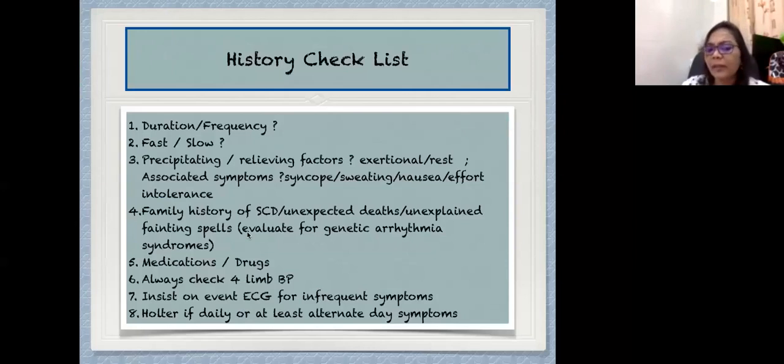Holter monitoring will help only if the symptoms are frequent, depending on what sort of Holter monitor you have. If you have a 2-week Holter, then if the symptom occurs once in 2 weeks also, it could help you. But if you only have a 24-hour Holter or a 48-hour Holter, you need to have very frequent symptoms to identify the arrhythmia on the Holter.